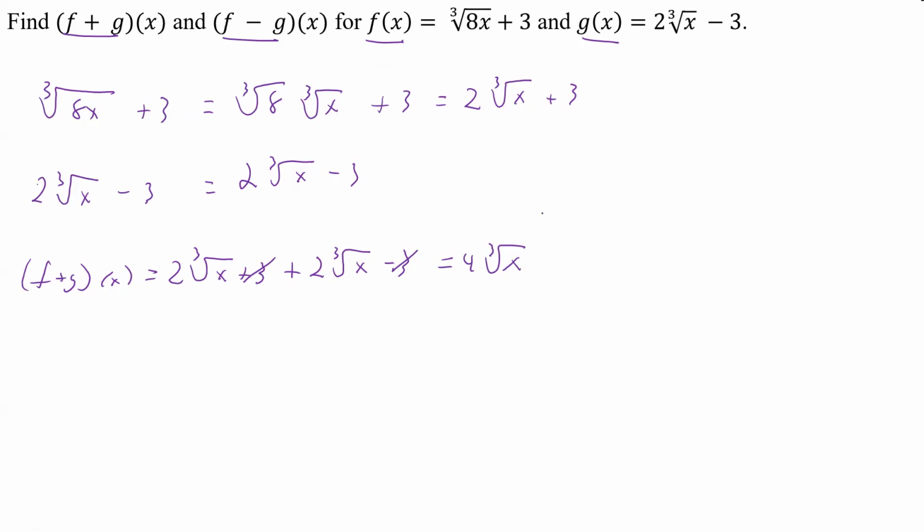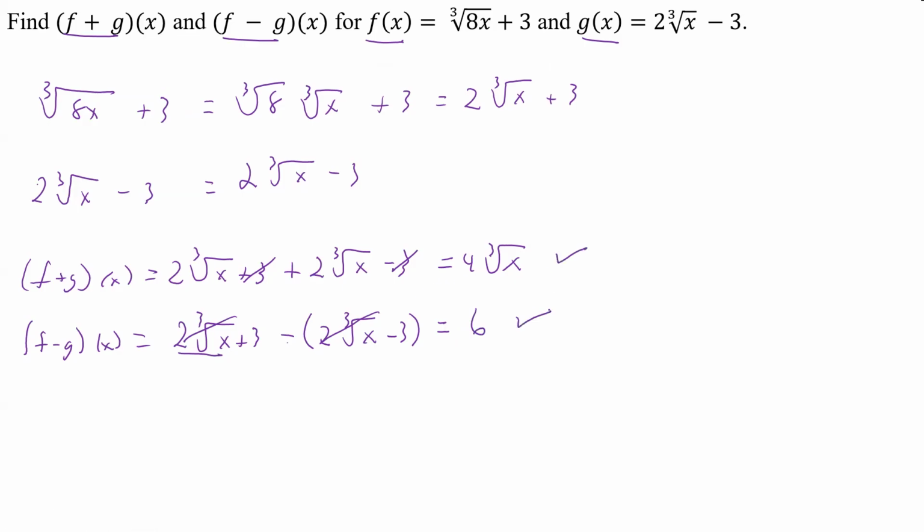Now what we need to do is look at f minus g. So that's going to be equal to 2 cubed root of x plus 3 minus the quantity 2 cubed root of x minus 3. All right, so we have this minus this, so that cancels that. We have 3 minus a minus 3, so 3 plus 3, so that's that. Okay, and so that would be our solution for, in this case, f plus g and f minus g.